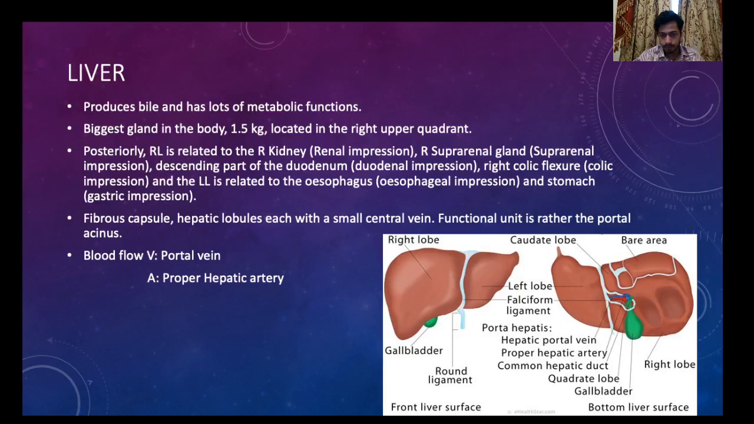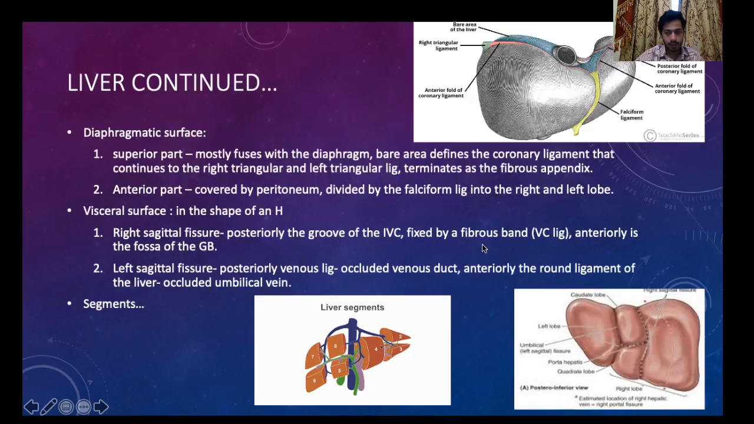Your fibrous appendix, let's wait for the lag, would be in the superior part, right here, where this is the coronary ligament. So this is the coronary ligament, which is made up of the right triangular ligament and the left triangular ligament, and this is our coronary ligament.